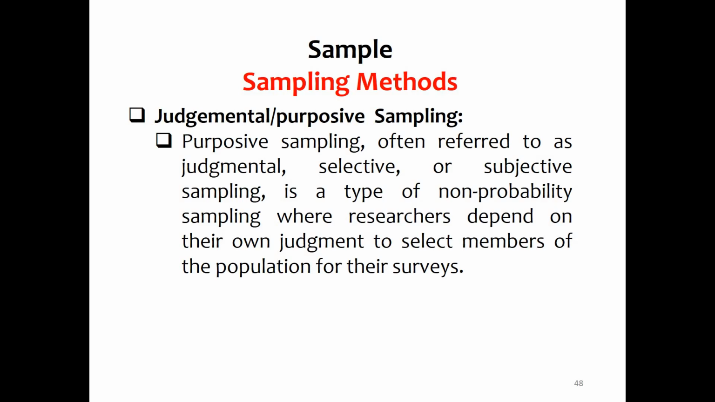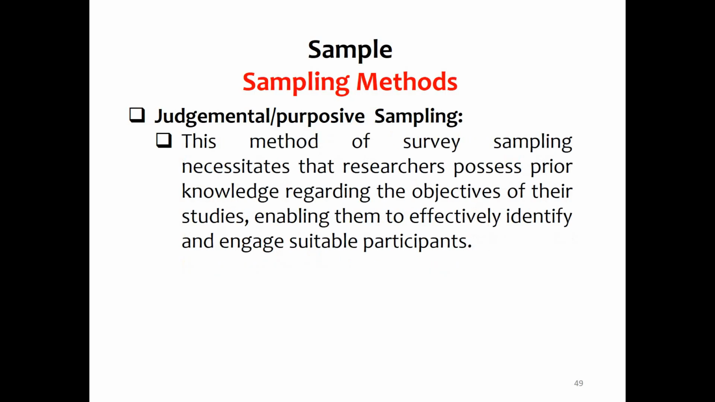Judgmental sampling. This method is highly based on the judgment of the researcher. Alternative terms for judgmental sampling are purposive sampling, selective sampling, and subjective sampling. If the researcher has prior knowledge regarding the objective of the study, then the researcher can select a good fit sample for his or her study using judgments of the elements.